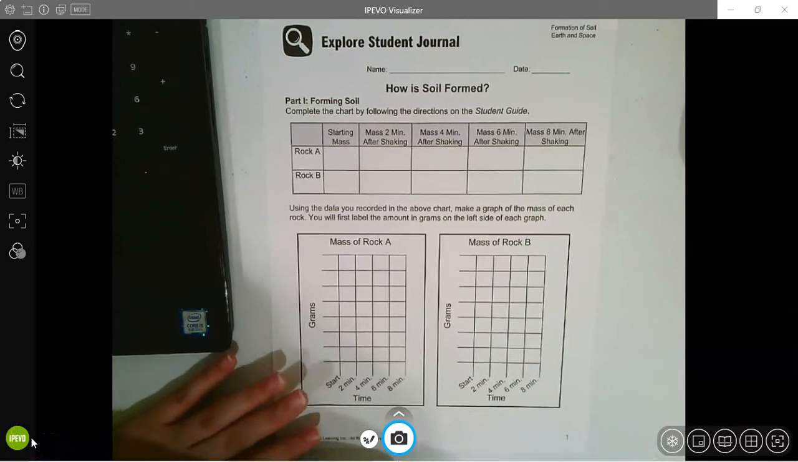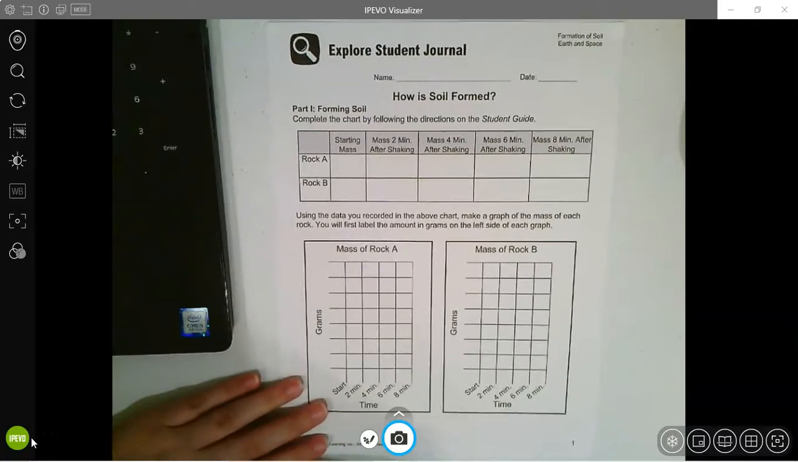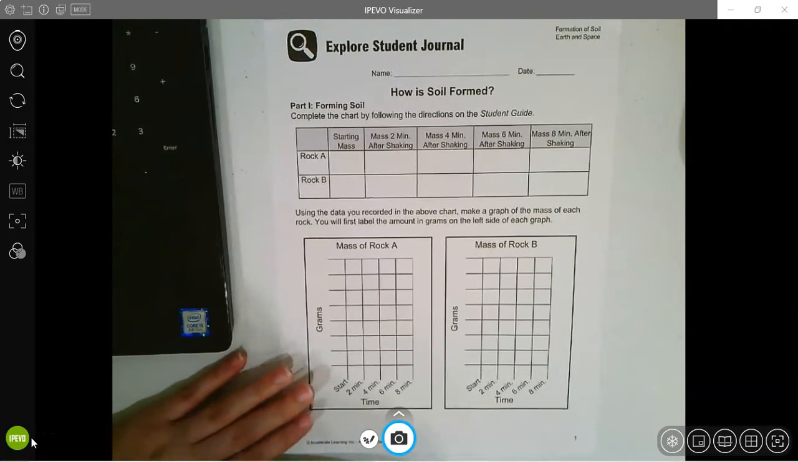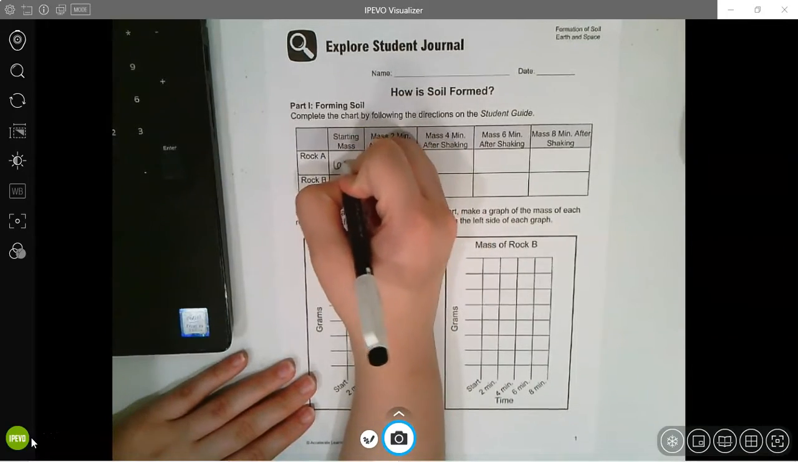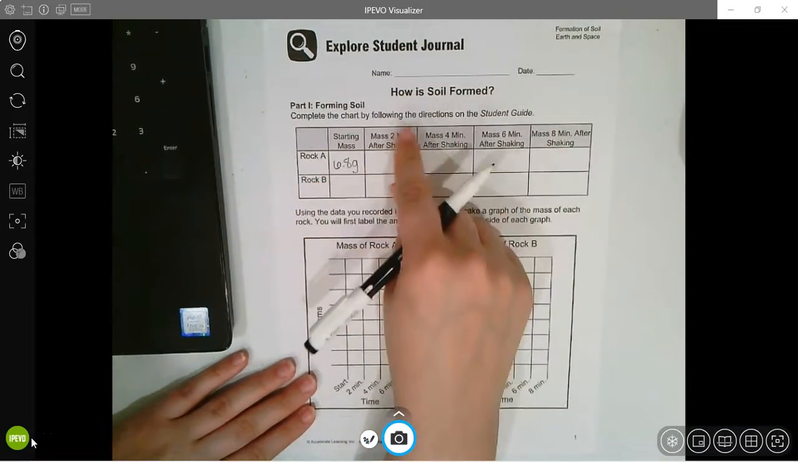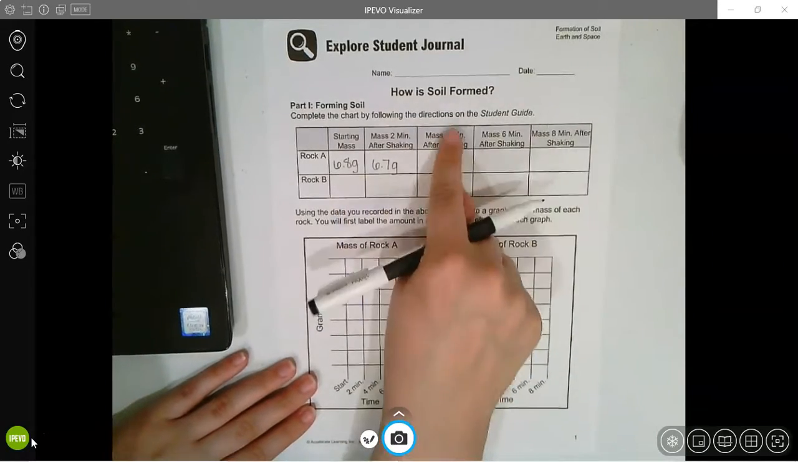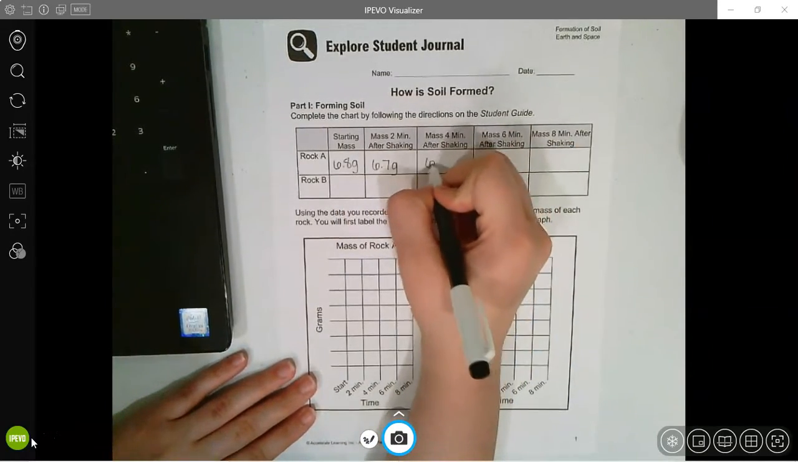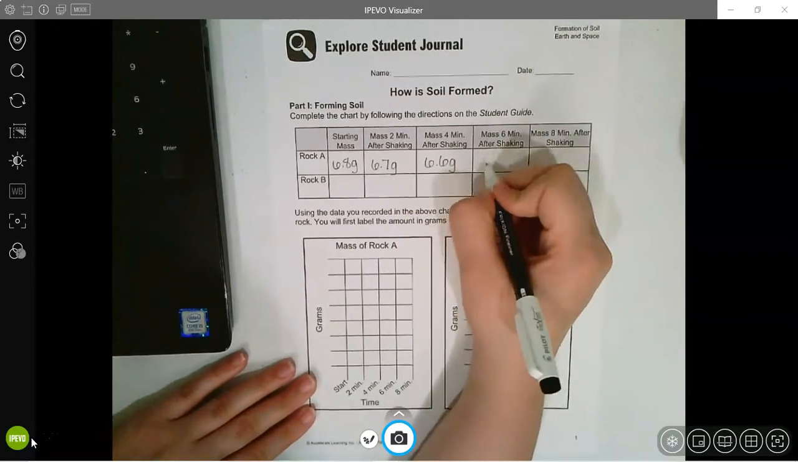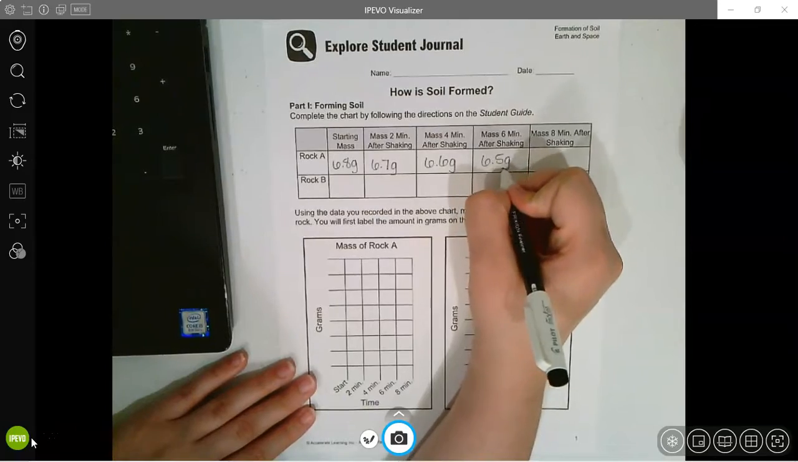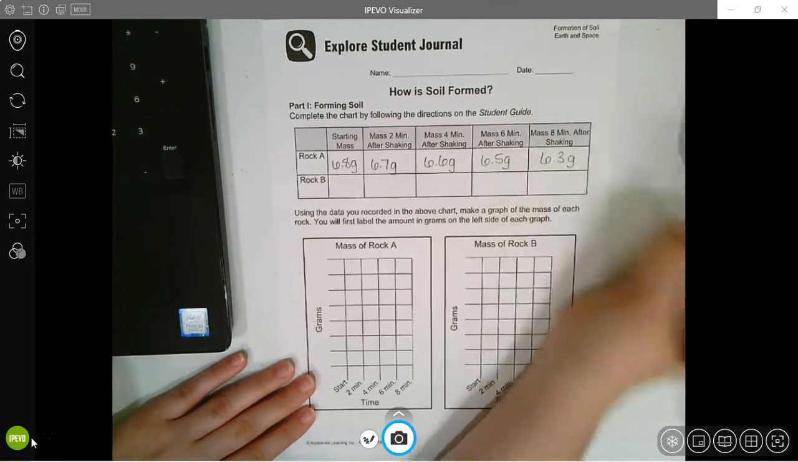Okay, guys, so now we are going to record the data that we did. You will need your sheet that says how is soil formed, and let's fill in the data. So we said rock A mass started at 6.8 grams, and after 2 minutes it went to 6.7. After 4 minutes it went to 6.6 grams, and after 6 minutes it went to 6.5. And then after shaking it for 8 minutes, it went down to 6.3 grams.